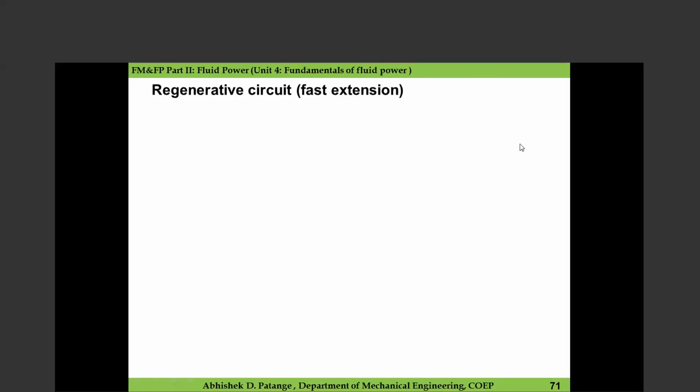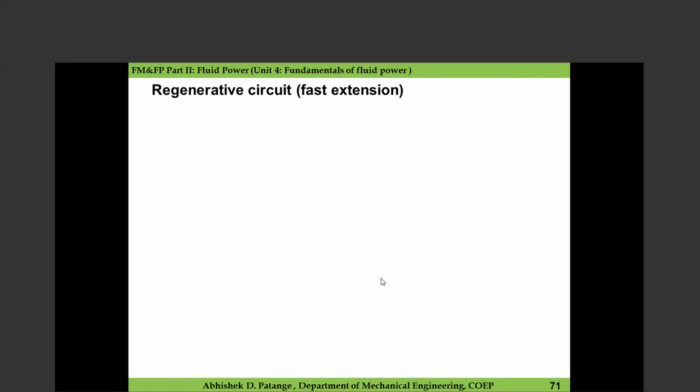Now since the discharge supplied to the blank end is the addition of the discharge coming from the pump and the discharge coming from the rod end, more discharge is given to the blank end. Since we are supplying more discharge to the blank end, that will make your extension faster, and that is why it is called a fast extension circuit using regenerative arrangement.